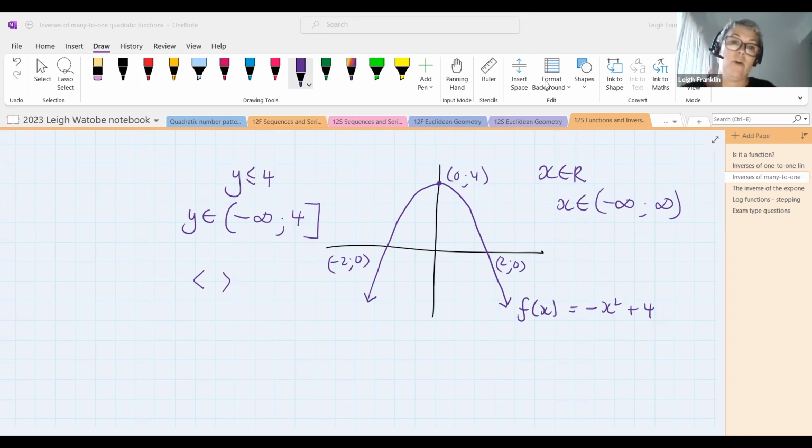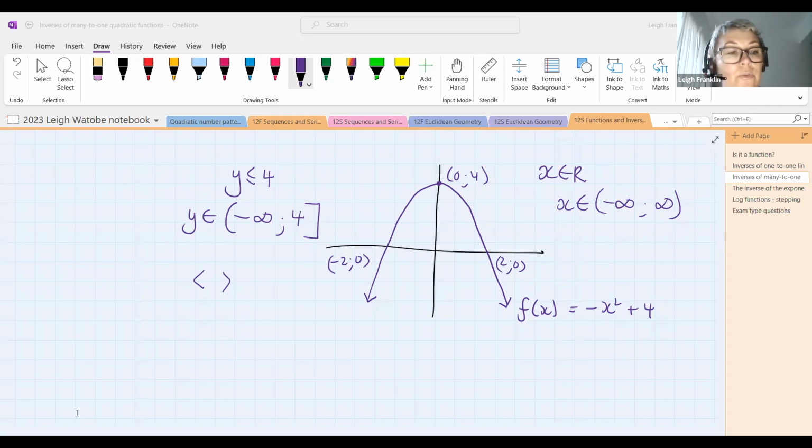Yes, Naledi. Okay, so the only time that we need to worry about the restricting of the domain is with your quadratic function. And that is because the inverse of your quadratic function is not a function. Okay, it is a one-to-many relation. It is not a function anymore. So that's why we have to worry about restricting the domain. Okay, I hope that makes a bit more sense.